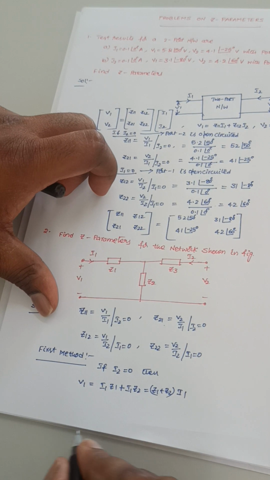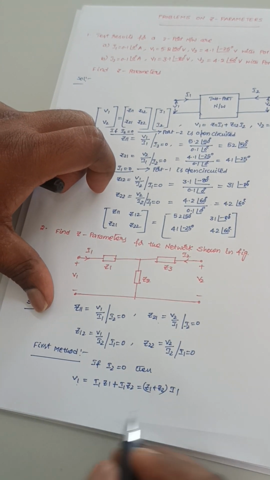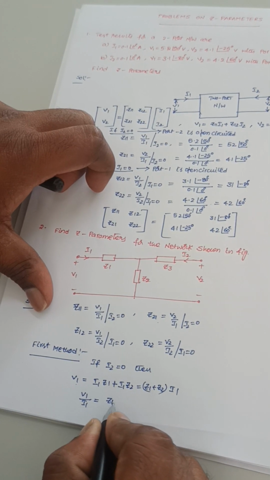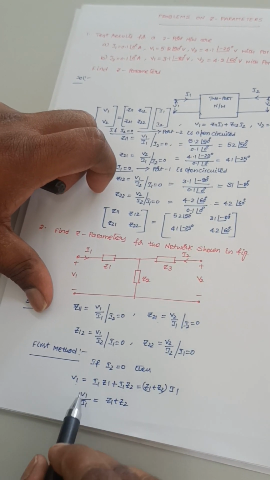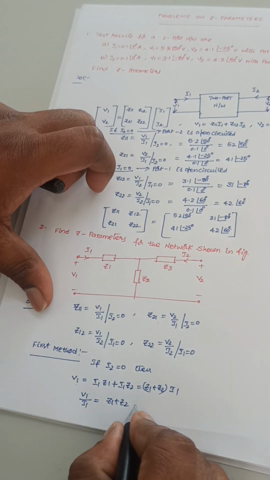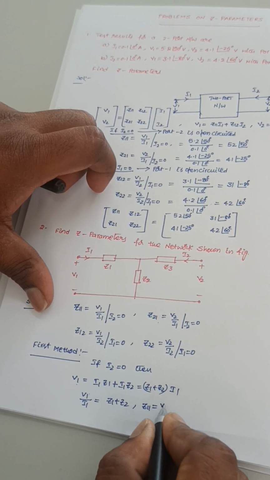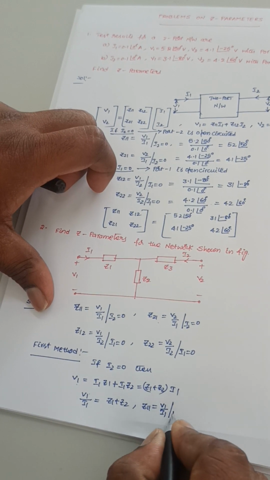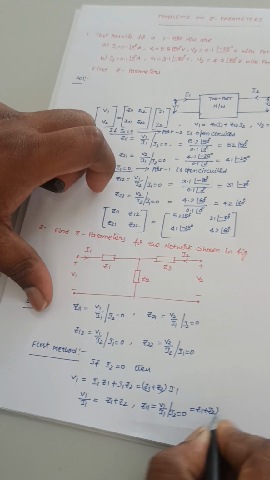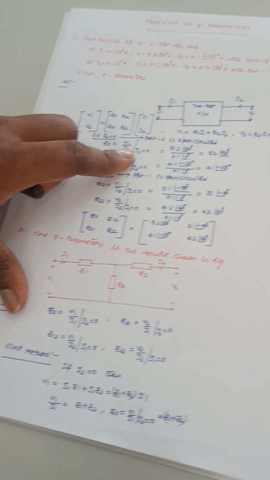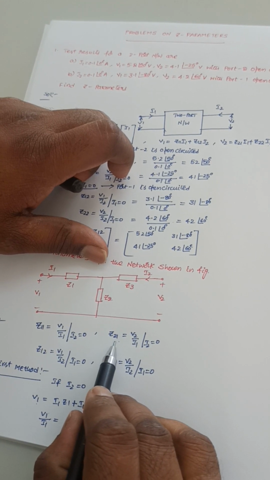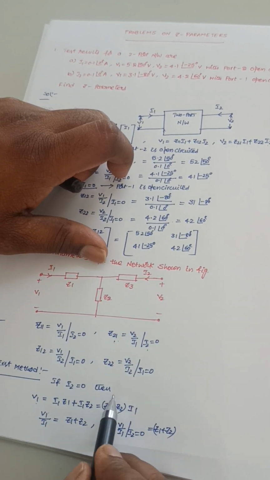Next, from this V1 by I1 is equal to Z1 plus Z2, and this V1 by I1 is nothing but this Z11 at I2 is equal to 0. So Z11 is equal to V1 by I1 at I2 is equal to 0, that is equal to Z1 plus Z2.